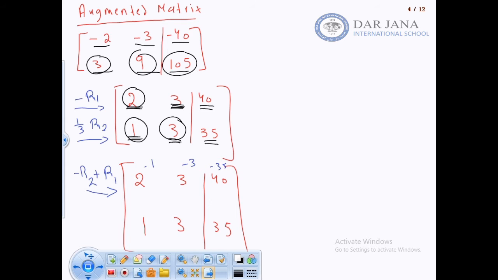Why? In order for the 2 to become 1 and for the 3 to become 0. So I will multiply R2 by -1. 1 times -1 is -1, 3 times -1 is -3, and 35 times -1 is -35. Okay, now we do the operation, we add them. 2 plus -1 is 1, 2 plus -1 is 1, 3 plus -3 is 0, 40 plus -35 is 5.